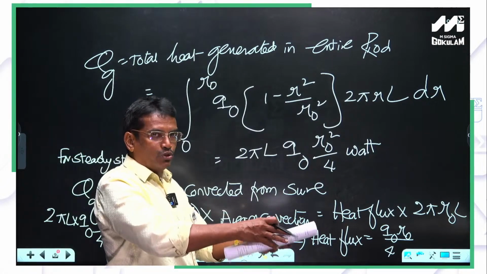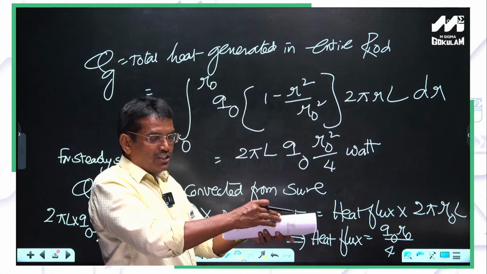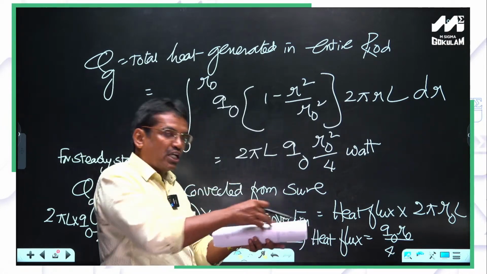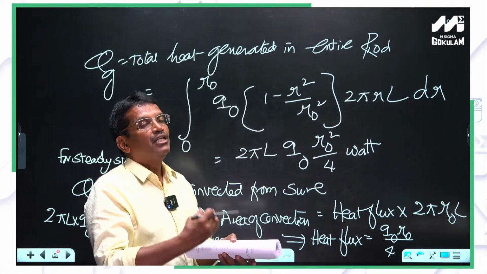That should be equal to the heat transfer rate from the entire surface of the rod. How to calculate the heat transfer rate from the entire surface of the rod? Heat flux into total convection area. What do you mean by flux? Heat transfer rate per unit area is called a flux.